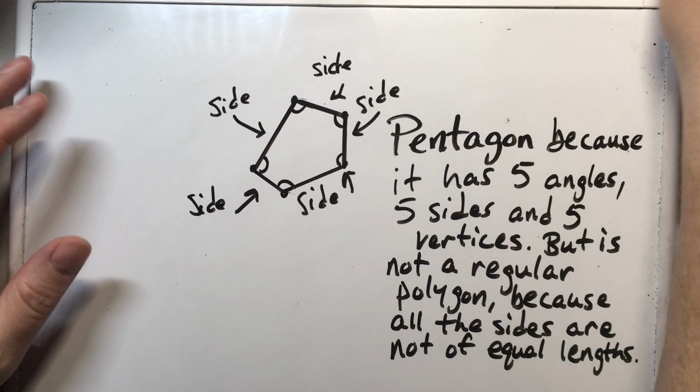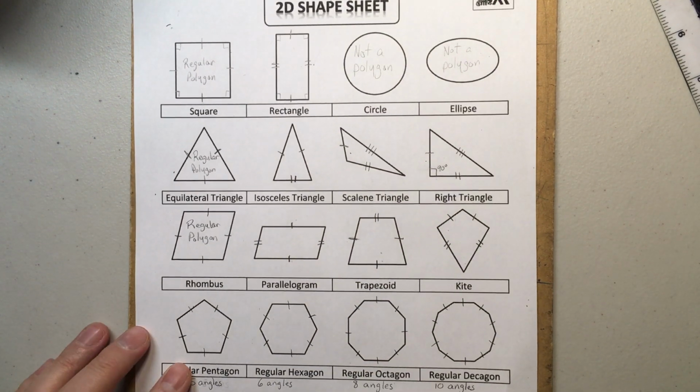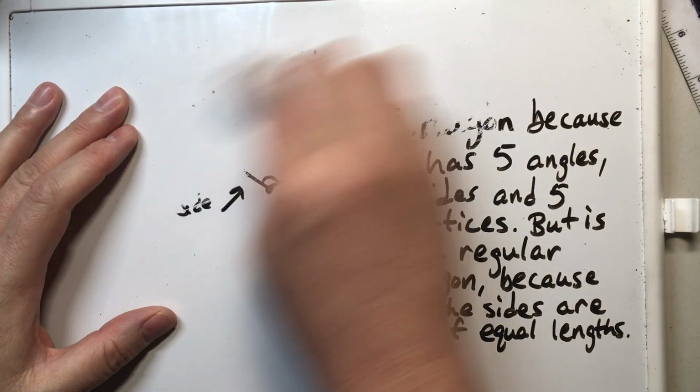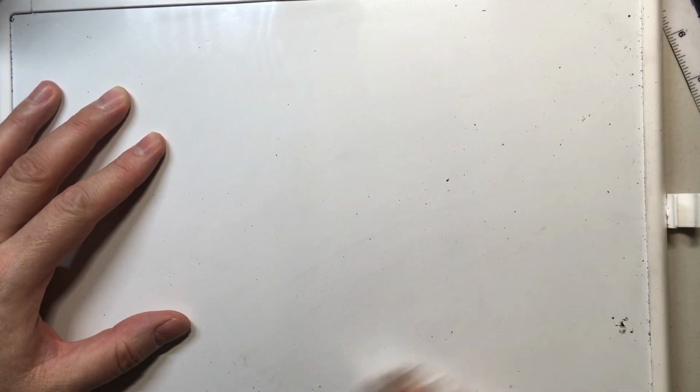Cool. So that gives you an idea of how to get away from only thinking about this type of shape as a pentagon. This just happens to be a regular pentagon. All right. Good. You kids get it. You're smart.